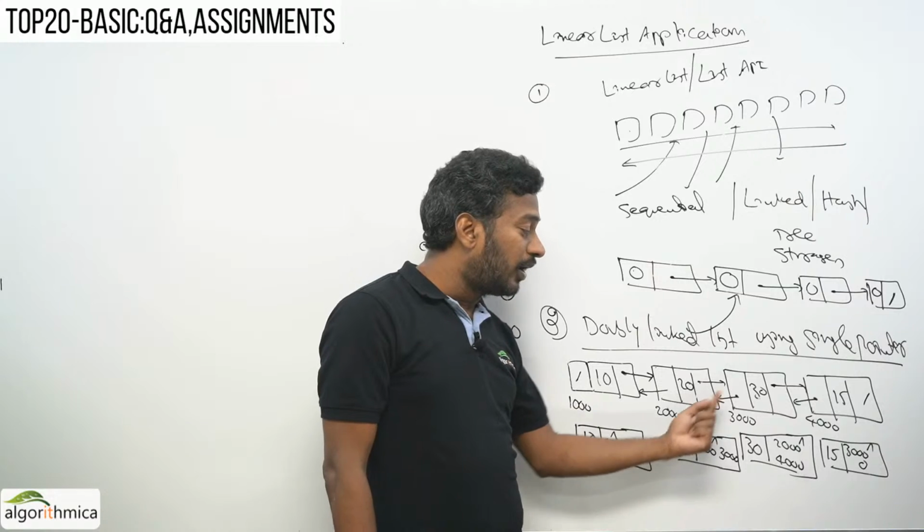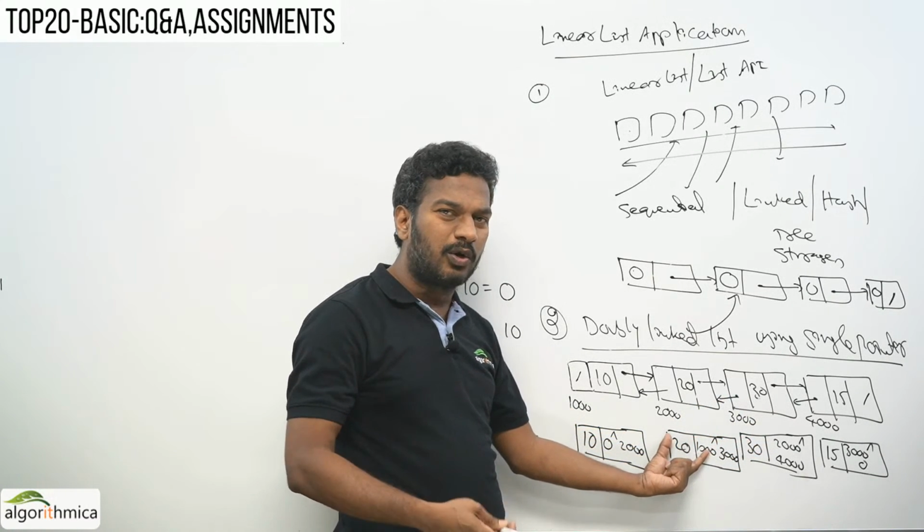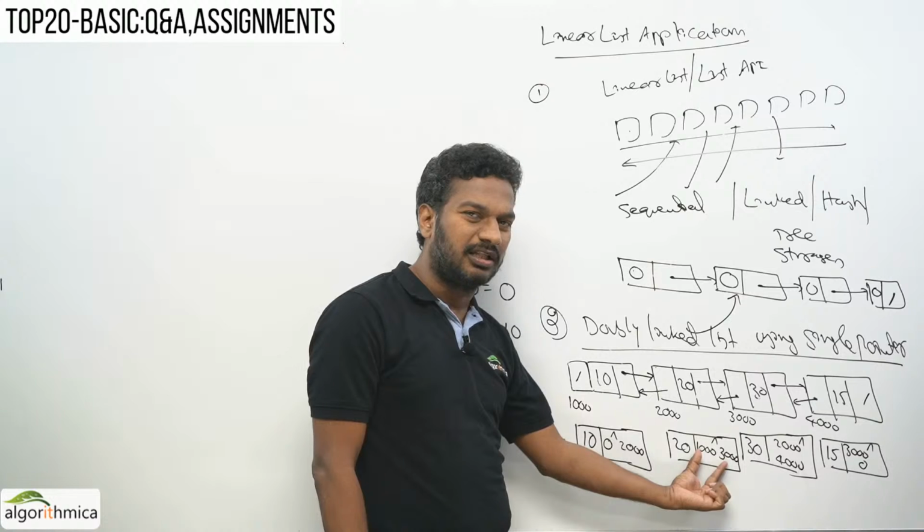But from here, you want to go to the next node. So from here if you want to go to the next node, take this 1000, 3000 value.